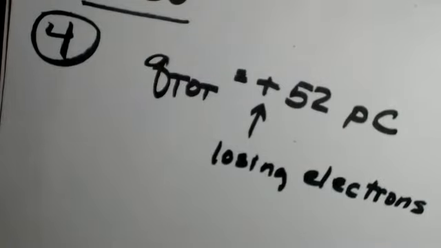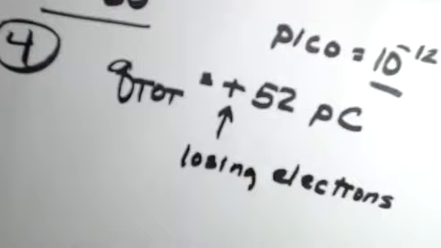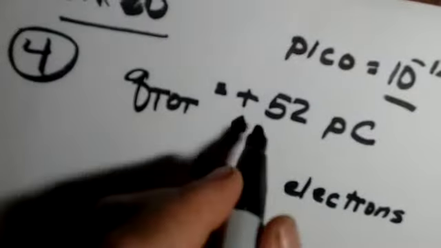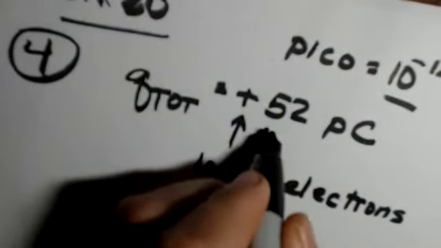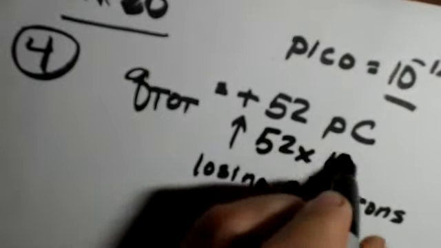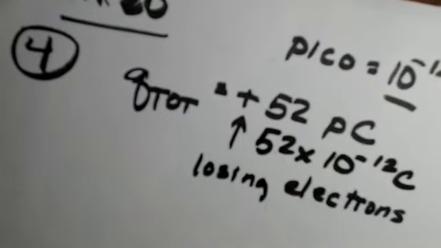If you don't remember what pico is, there's a chart, I believe in the front cover of your book, that tells you common prefixes. It's going to tell you that pico equals 10 to the negative 12th. So 52 picocoulombs is 52 times 10 to the negative 12 coulombs.